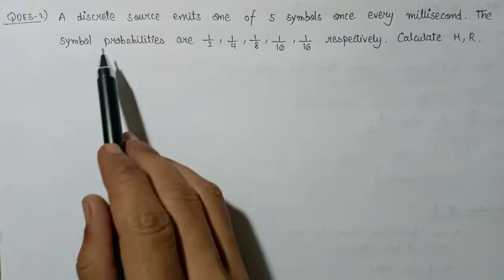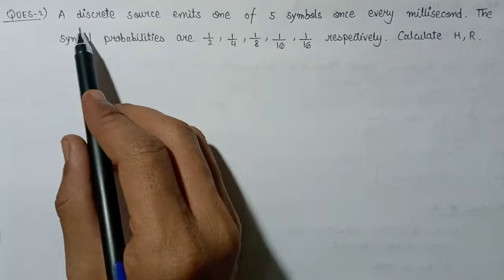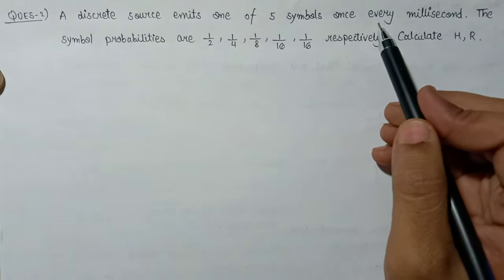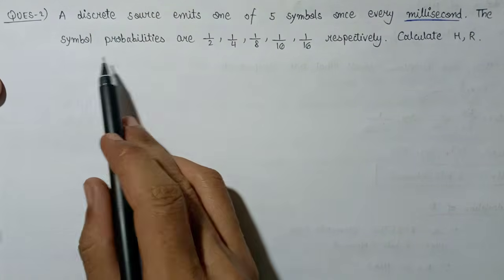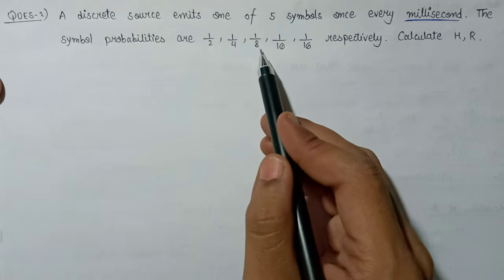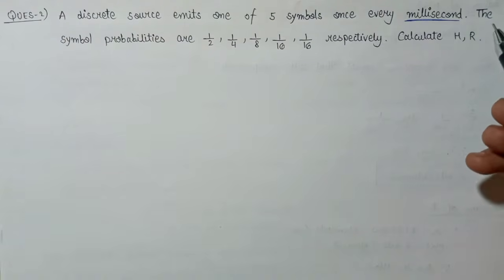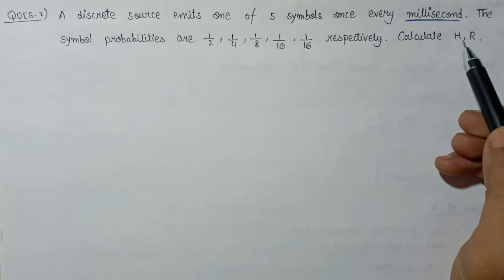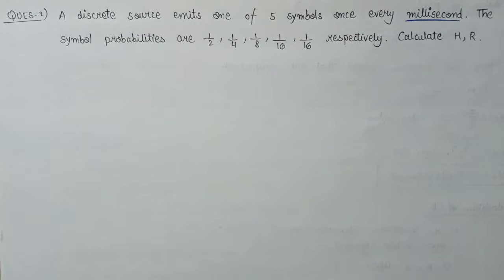Let us have a look at one more example that is based on entropy. A discrete source emits one of the 5 symbols in the time interval of every millisecond. The symbol probabilities are given to us: 1/2, 1/4, 1/8, 1/16 and 1/16 respectively. We need to calculate the value of H, that is entropy, and R, that is the rate of information.